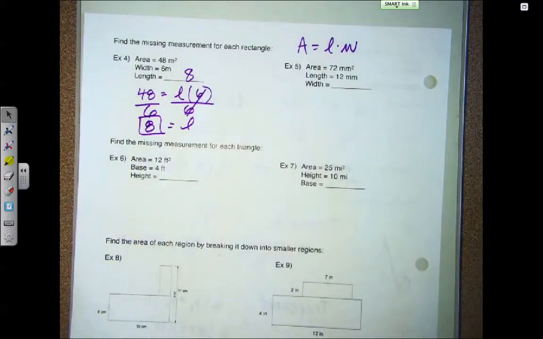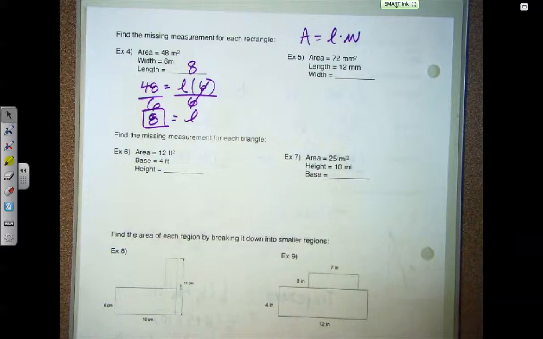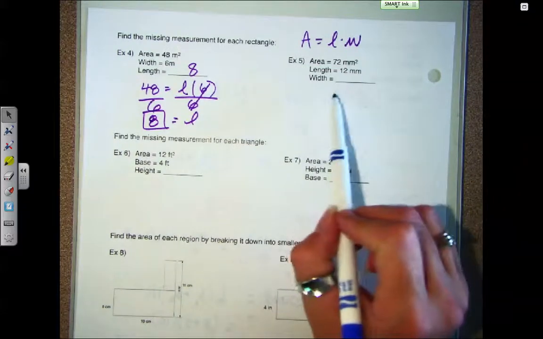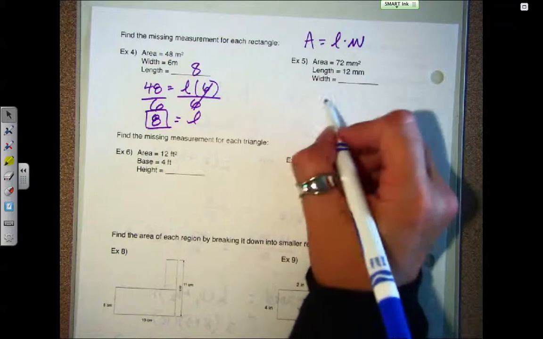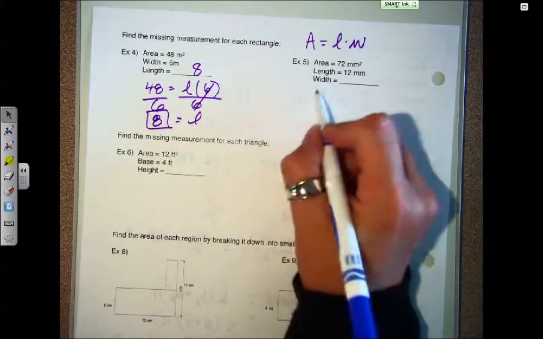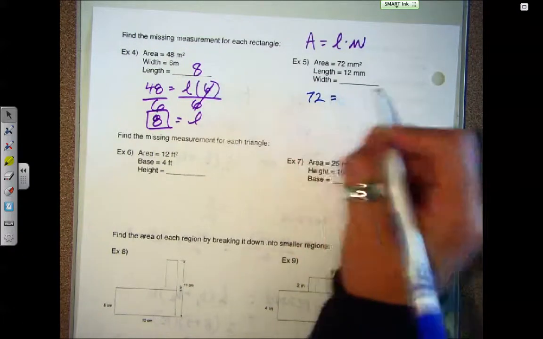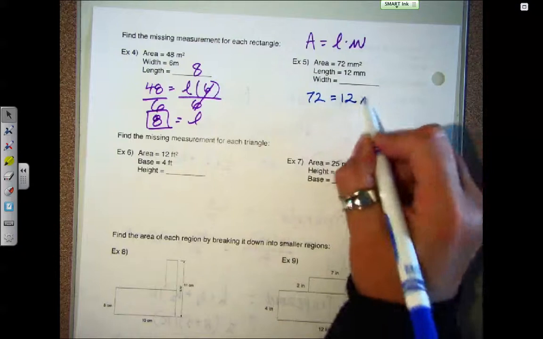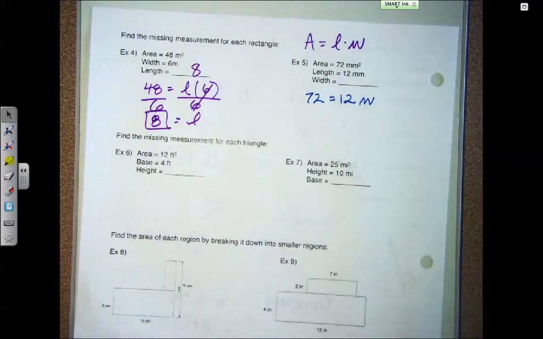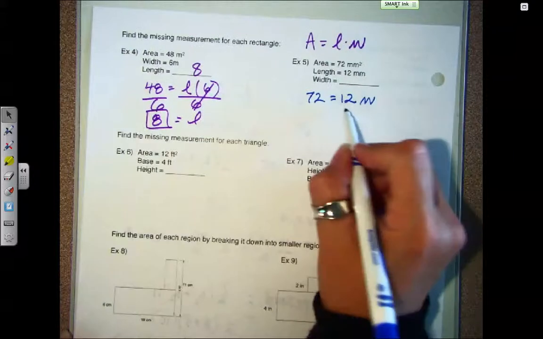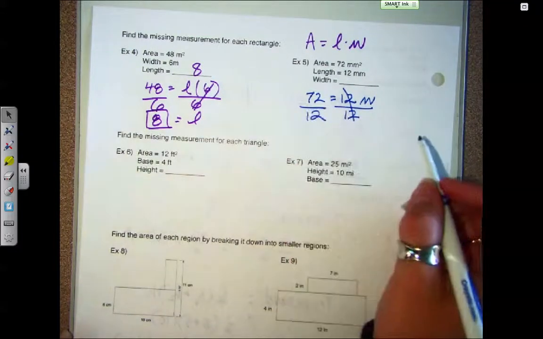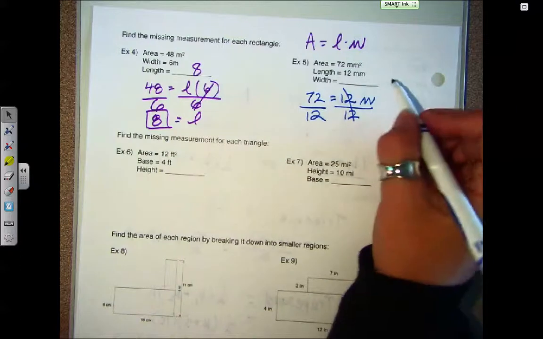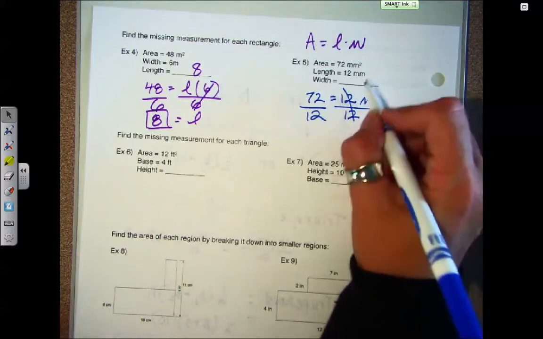Yes. Example 5, area equals 72, length is 12, width is unknown. First, fill in what you know. We know the area is 72. That equals 12 times our unknown width. What are you going to do to both sides of the equation to find the width? Divide both sides by 12. And what is our width? 6 is correct.